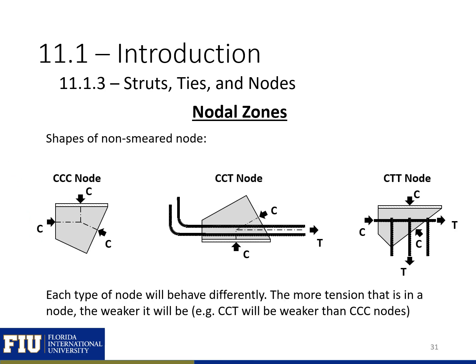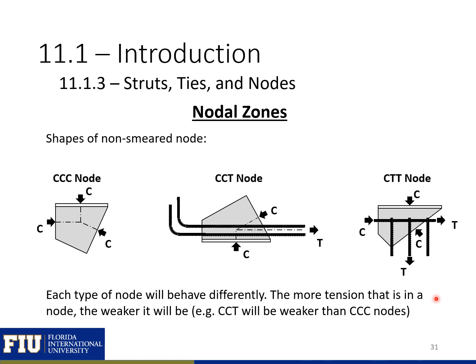Shown here are the shapes of the 3 main types of non-smeared nodes. So we have the shape of a CCC node, where our top is defined by our bearing. Our back face is typically defined by the height of our compression block. So just calculating beta 1C as we would for a normal reinforced concrete member, and then using that as the height of this back face. And then again, the strut-to-tie interface is defined by the angle and these 2 dimensions. We already talked about a CCT node and a CTT node. The dimensions are defined similar to a CCC node as shown here.